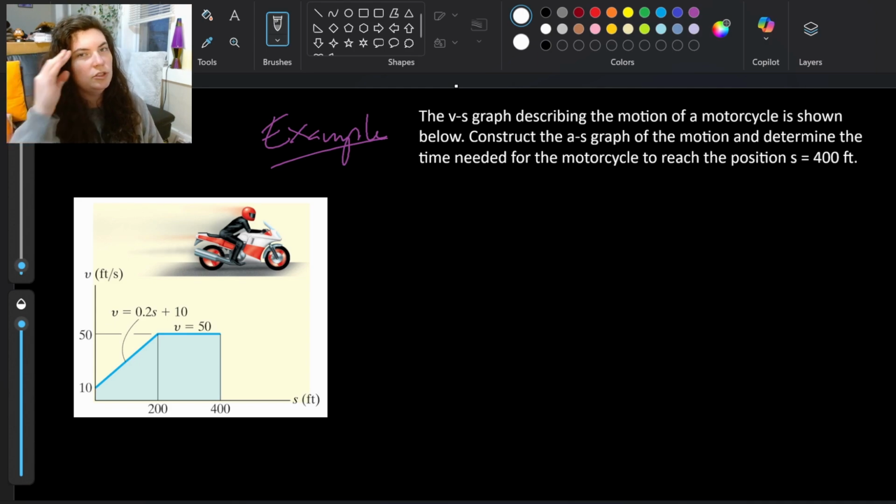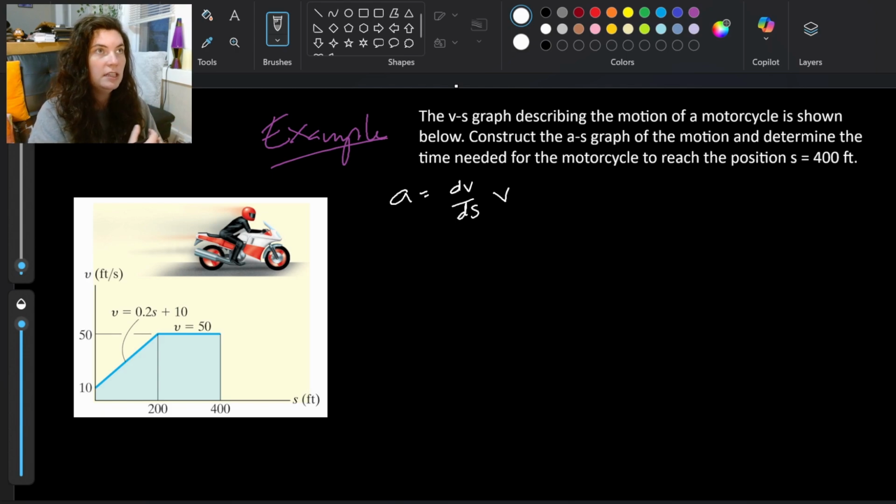If we remember, we do have another relationship between position, velocity, and acceleration that doesn't involve time at all. That was a equals v dv/ds. Acceleration equals velocity times the derivative of velocity with respect to position. So we can plug in the functions from our graph on the left to find, for these two intervals, the acceleration function that we want to plot.